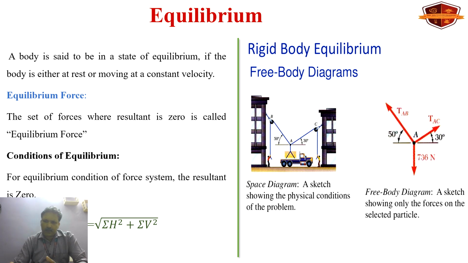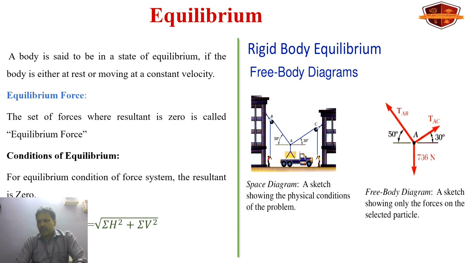Whenever a rope is attached to one point, automatically tension will act in the string. That is T_AC, as given. Automatically, on the left-hand side also, one tension will act towards that side. That is T_AB. What is 736 Newton? The weight of the goods that we are going to take out from the truck. That is 736 Newton, and it is given as a free body diagram.